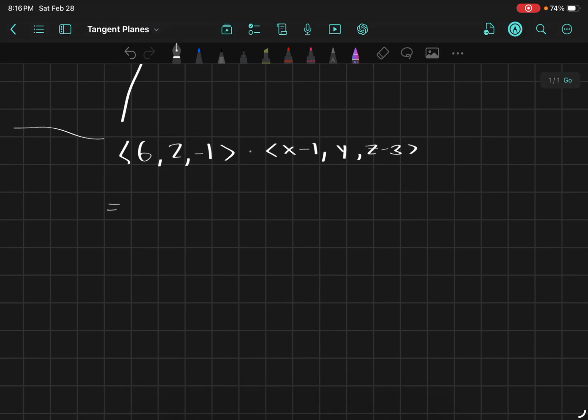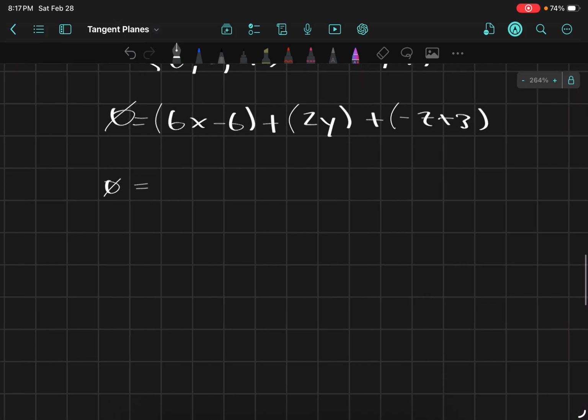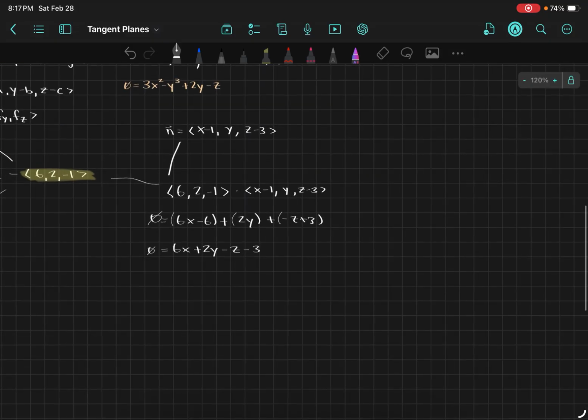Pretty simple algebraically here. 6 times x is 6x, 6 times negative 1 is 6x minus 6, I apologize, plus 2 times y, 2y, plus negative 1 times z minus 3, that's negative z plus 3. And all this is going to equal 0, just keep in mind. So we have 0 is equal to 6x. I'm going to group up our variables here to make it prettier to look at: 6x plus 2y minus z, and we have negative 6 plus 3, which is negative 3. So that is our tangent plane.